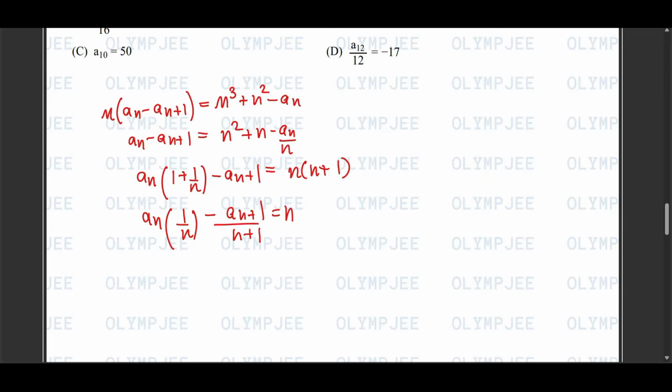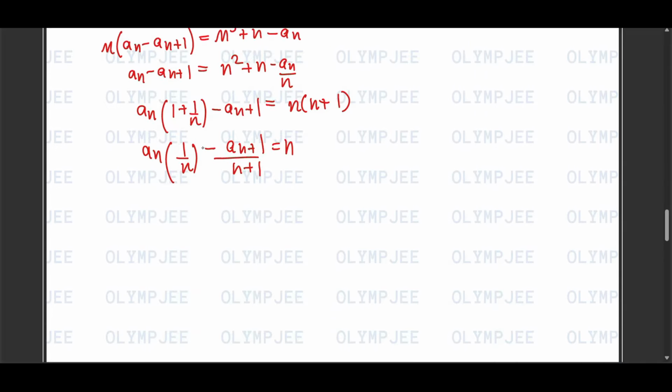So this is looking something like a telescopic series, because the coefficient here is n and there is n, and the coefficient here is n plus 1 and there is n plus 1. So both the terms are in the same format, that this is the format a_t by t, right? Both terms are in this format now.